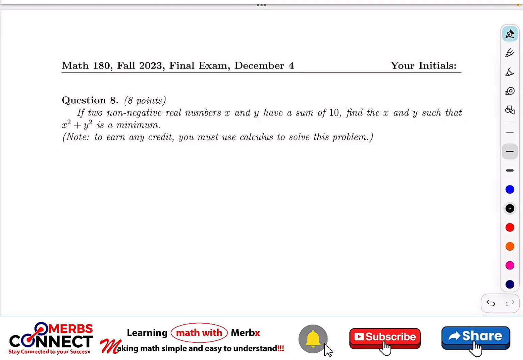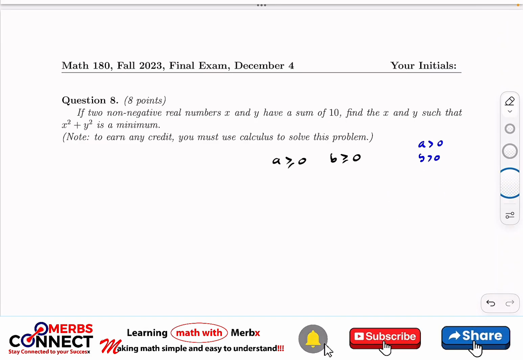So non-negative means that a should be greater than 0 and b should be greater than 0. Pay attention, sometimes the question will say two positive, then a should be greater than 0, b should be greater than 0. If the question says two non-positive, then a should be less than 0, b should be less than 0. But here we don't use non-positive, because we want it to be either greater than 0 or greater than or equal to 0. So pay attention to that.